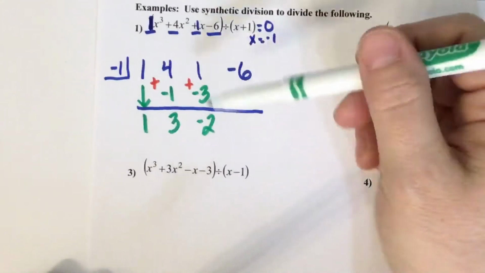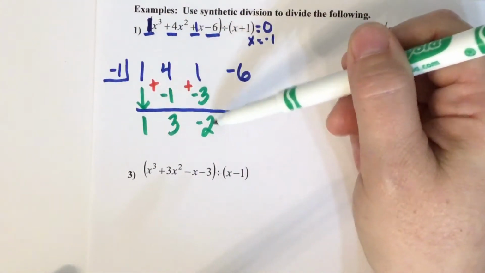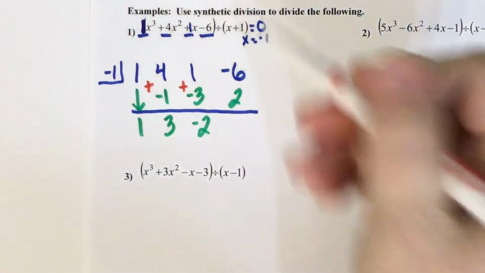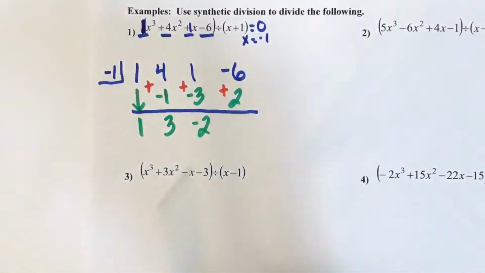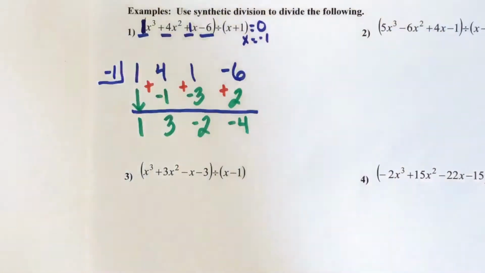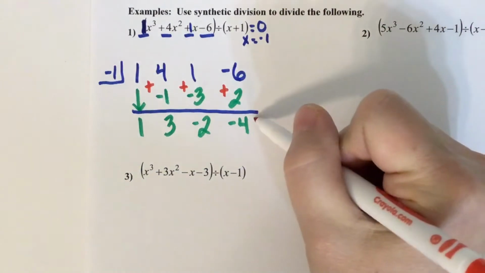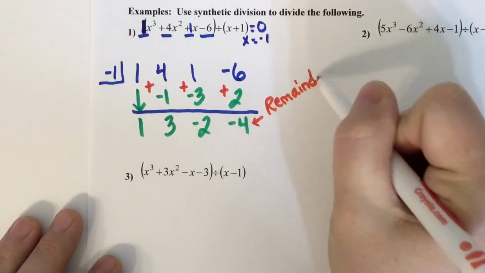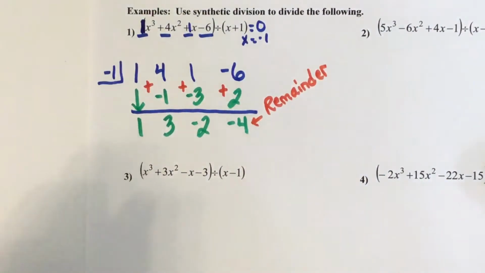Then I go back to multiplying. -2 times -1 makes a +2. And then I go back to adding. And -6 plus 2 makes -4. Okay, this last number is always our remainder. So I'm going to make a little note of that. And then I'm going to show you how to write this answer.